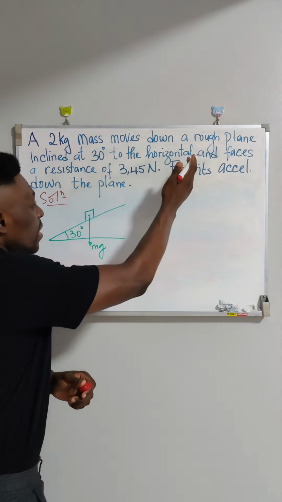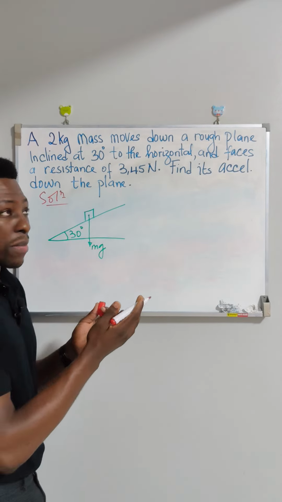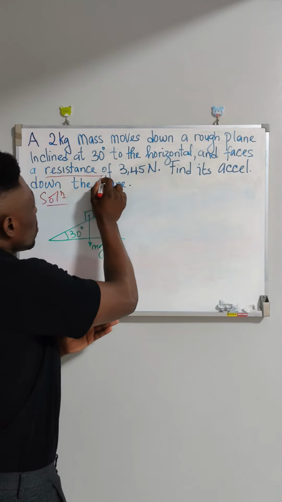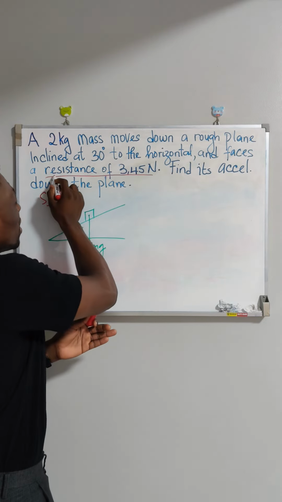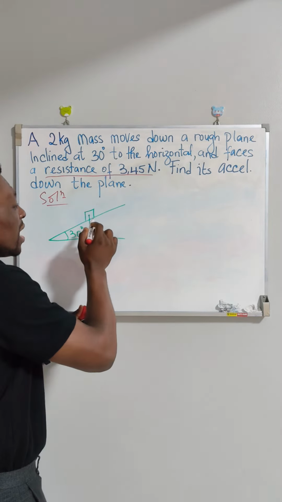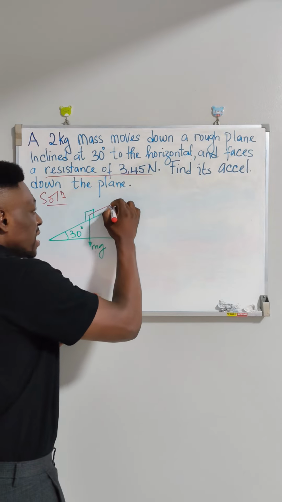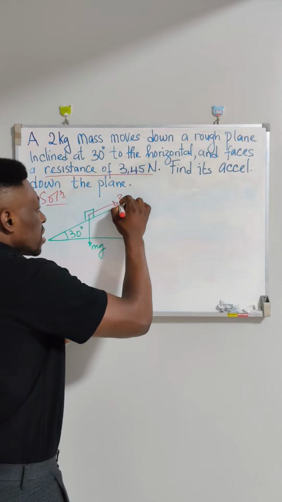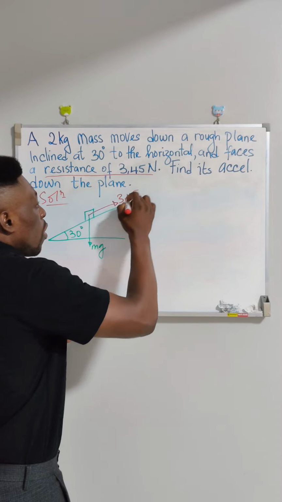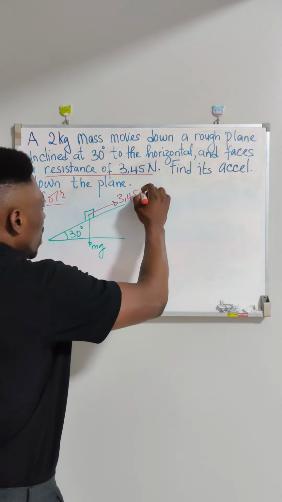Let us represent this information on this free body diagram. We are told that there is a certain resistance of this. Now, the term resistance implies that if our motion is downward, then this force is necessarily acting in the inverse direction. So here I have 3.45 Newton.